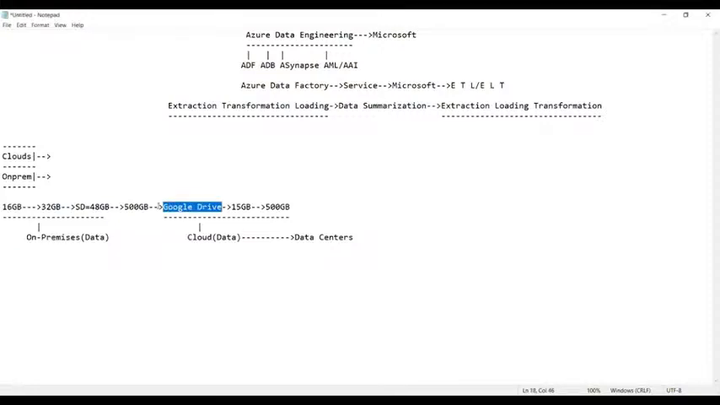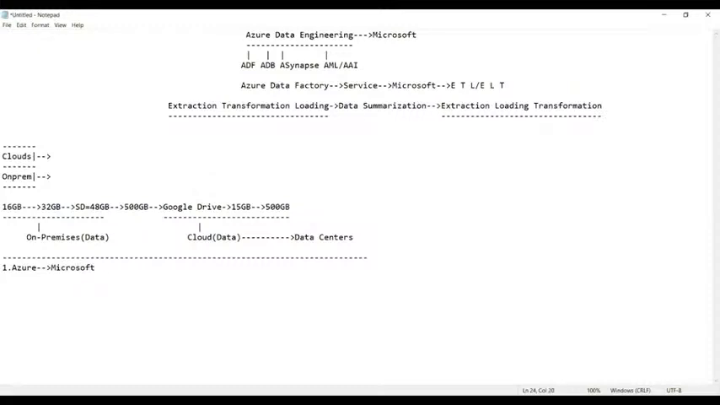Now we can say that the following are the service providers available in the market who are offering cloud services, like Google Drive. The first one is Azure. Azure is from Microsoft.